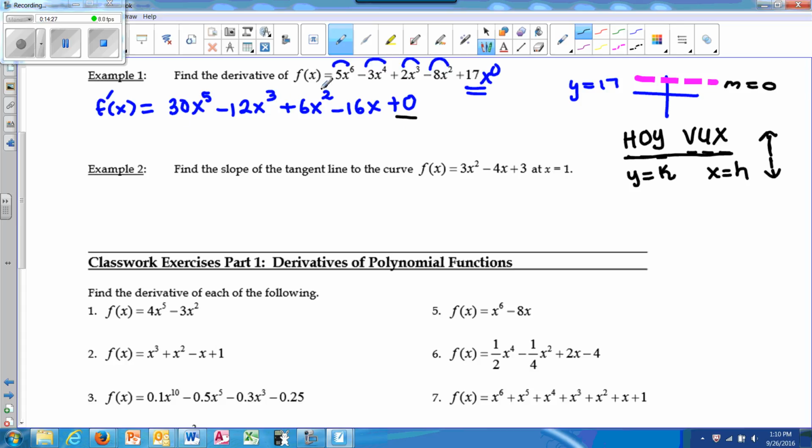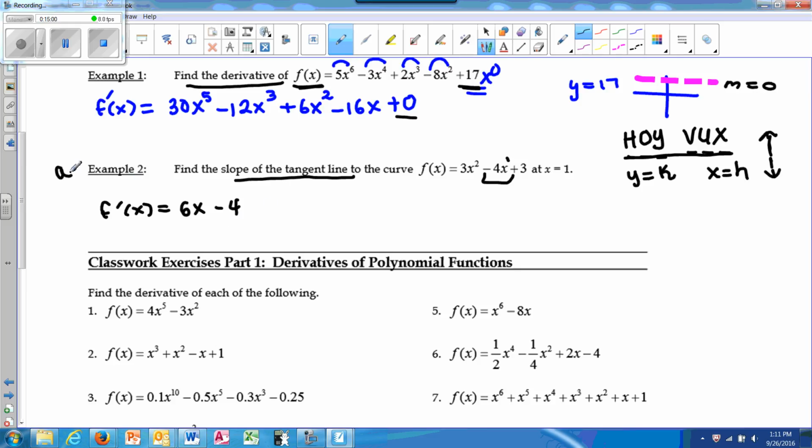It's always a y equals equation, like y equals a constant. Vertical has an undefined slope, and it's an x equals equation. So a vertical line or a vertical asymptote would be an x equals equation. So Hoivux is just something you say over and over to help you remember that when you have a constant, the slope is 0. Because this is a y equals equation. F of x is a y equals.